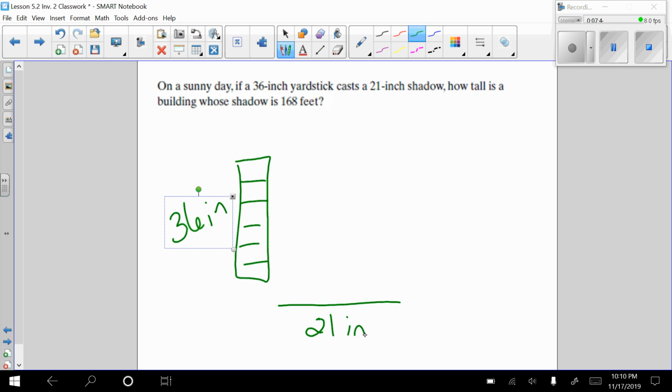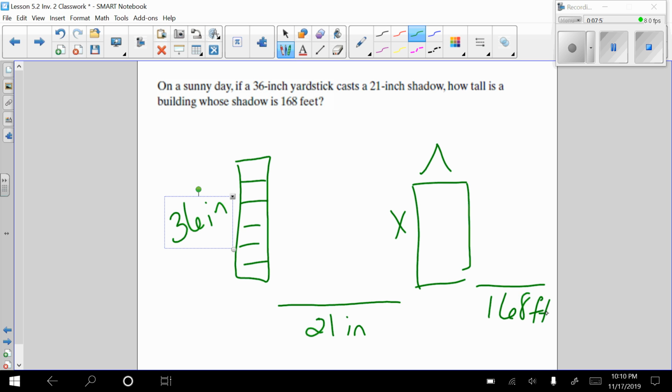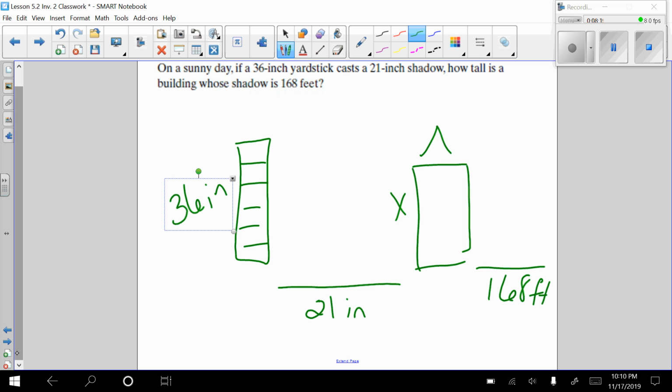It's 21 inches. Now I also have a building next to it. And let's say that the building, we don't know how tall it is, but the shadow that is cast was 168 feet. I want to determine how tall the building is. So I still need to set up a proportion, but first of all, we have inches and we have feet. Remember, I have to have the same units in order to determine this. So 168 feet, I would need to determine how many inches that is first.